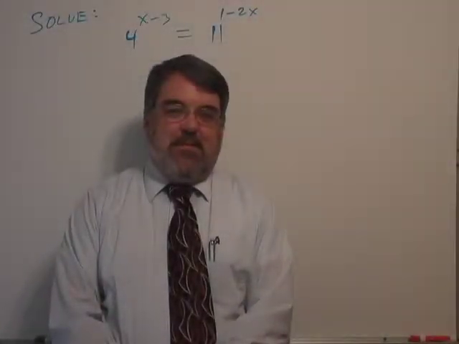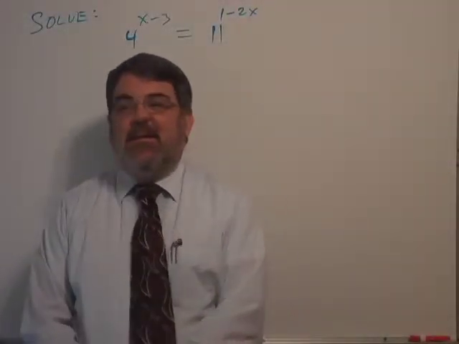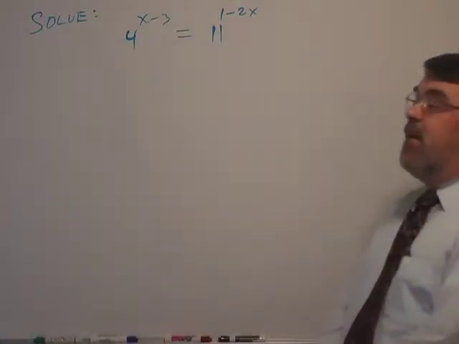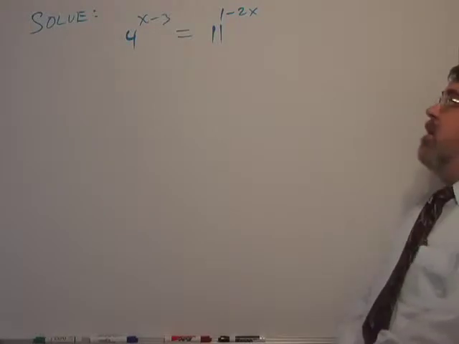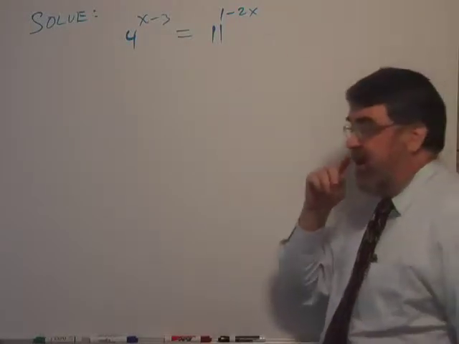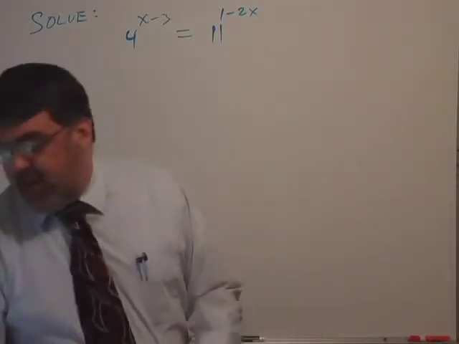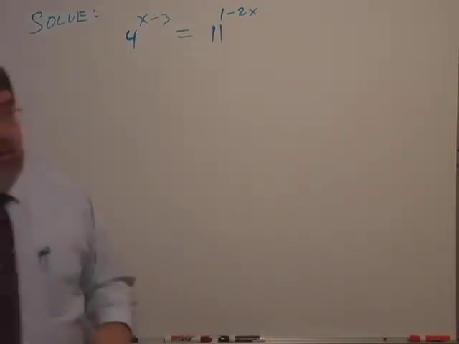Well, it's easy to make up this type of problem. It's an exponential equation. Solve 4 raised to the x minus 3 equals 11 raised to the 1 minus 2x. I have no idea what the answer is going to be, but we'll find out. All right.